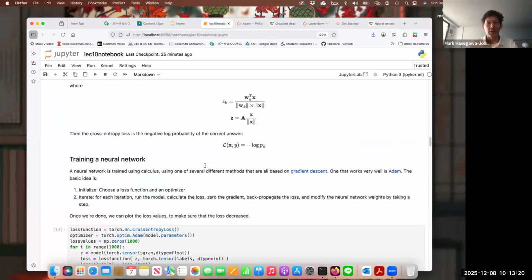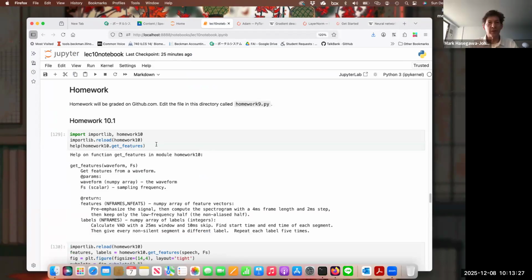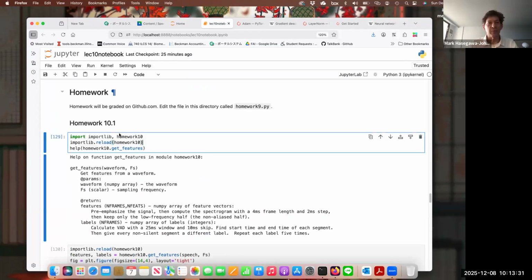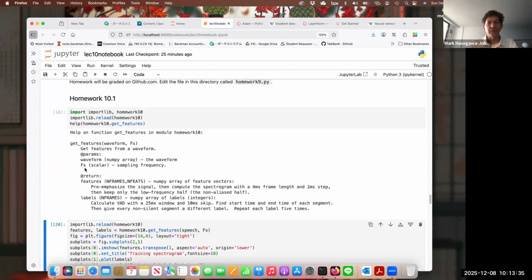Let's do our homework. The homework this week consists of 3 functions, not homework 9, homework 10. So let's import homework 10, and the first function is called getFeatures. We want to take an input waveform with a given sampling rate and generate from it a feature matrix, which is the spectrogram: pre-emphasize the signal, then compute the spectrogram with a 4 millisecond frame length and a 2 millisecond skip, and then keep only the low frequency half. Let's do that part first.